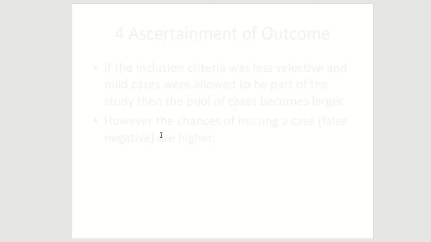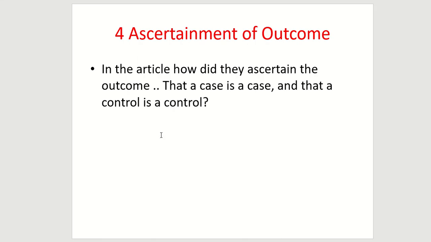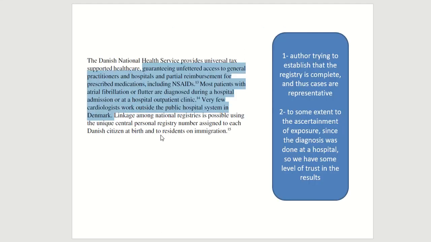So again, I'm skipping a few slides. So in the article, how did they ascertain the outcome? That a case is a case and the control is a control. Let's again look at the example and see what they say. They say the Danish National Health Service provides universal tax-supported healthcare, guaranteeing unfettered access to general practitioners and hospitals and partial reimbursement for prescribed medications, including NSAIDs.